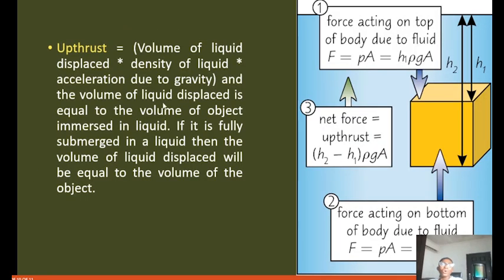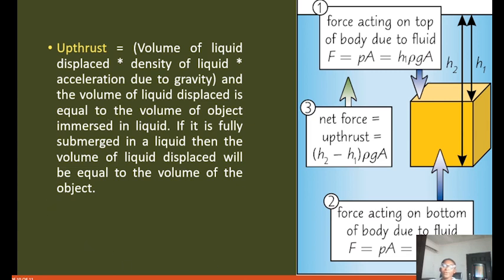So upthrust: the volume of liquid displaced times the density times the acceleration due to gravity will give us the upthrust. The volume of liquid displaced is equal to the volume of the object immersed in the liquid. That is what we have tried to say. If you throw something into water, the volume of that particular object is the volume of the liquid it displaces.